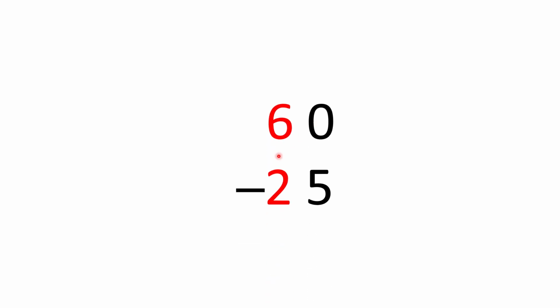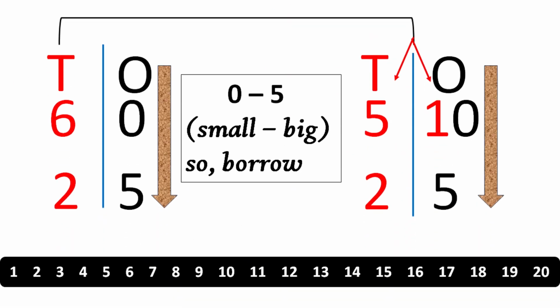60 minus 25. But the child will read it as 6 tens, 0 units minus 2 tens, 5 units. So from now on, ask the child the question, what does this arrow mean? The meaning of this arrow is subtraction, top minus bottom.